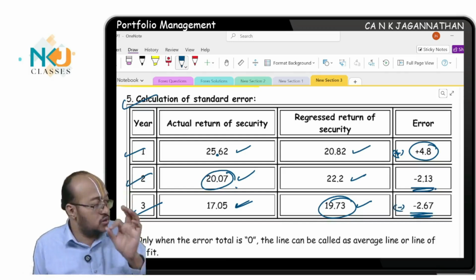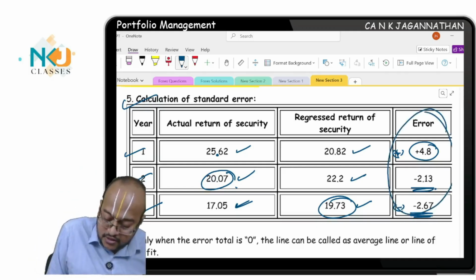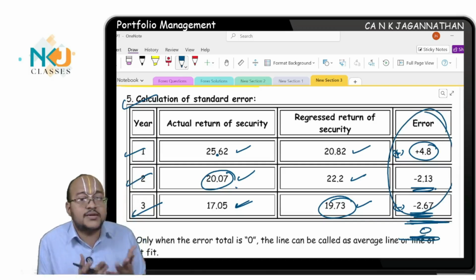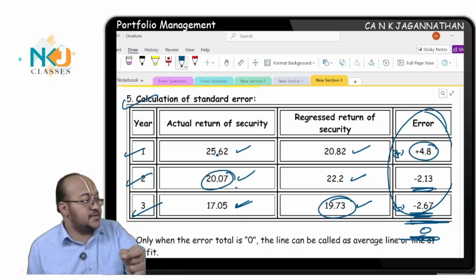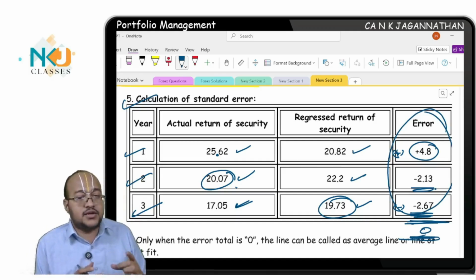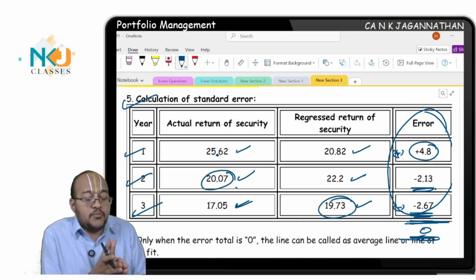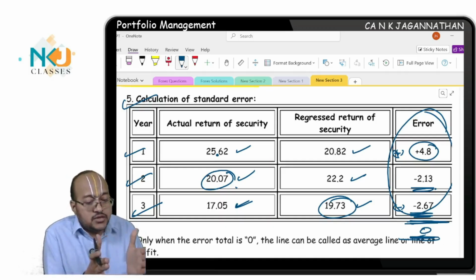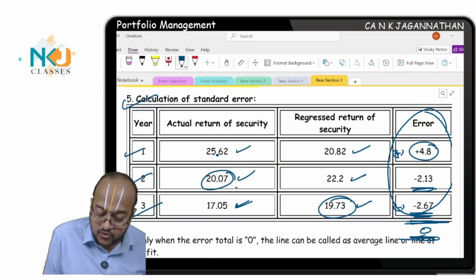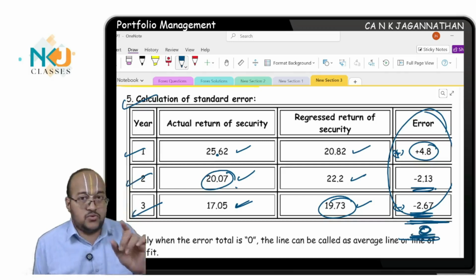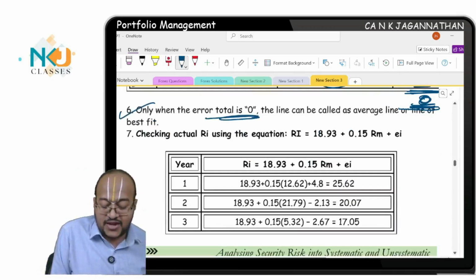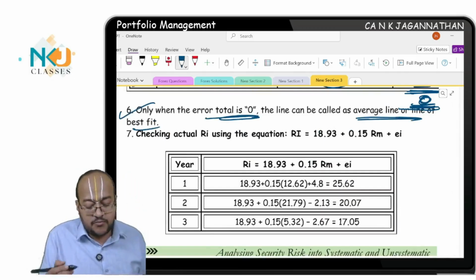Now, important observation. The total of this error term will always come to 0. Are you all understanding? Then only this is called the line of best fit. Which means if the total is not tallying, then there is no point of calling this the line of best fit. It will be a representative line which removes the exaggerated values, which removes the extreme values, and we get the total as 0. Are you all understanding the computation now? Only when the error total is 0, the line can be called the average line or line of best fit.